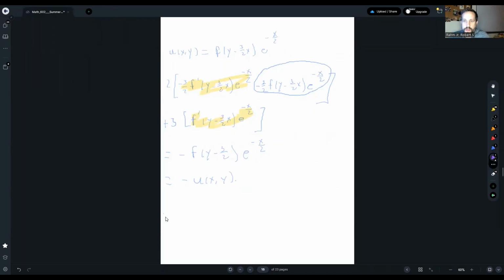And then to make sure it satisfies the Cauchy condition, if I look at u of 0, y, I get f of y minus 3/2 times 0, e to the minus 0 over 2. Well, that's just equal to 1. So this is f of y. So this satisfies the Cauchy problem, meaning the PDE and the Cauchy condition, the Cauchy data, the condition that it satisfies the values of u along the curve. So this satisfies the problem.